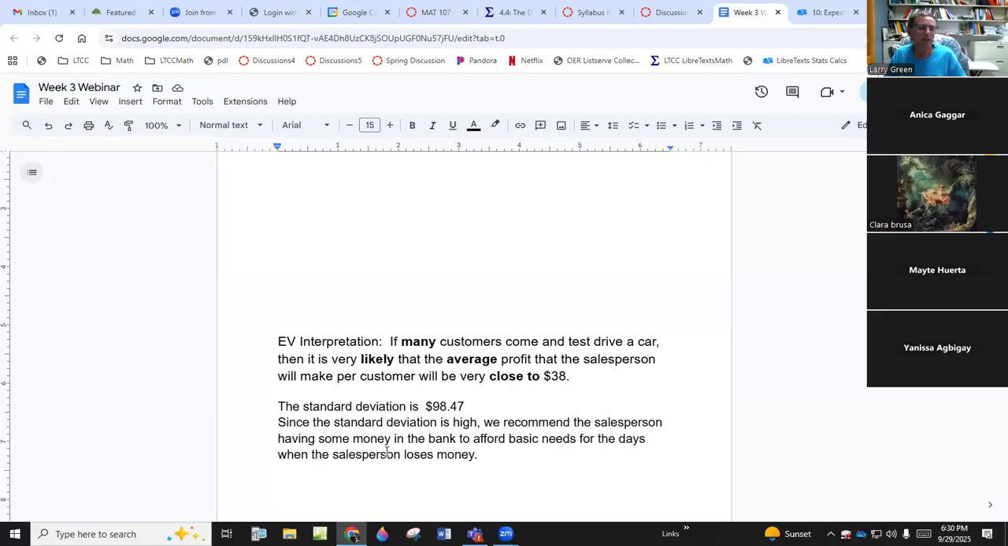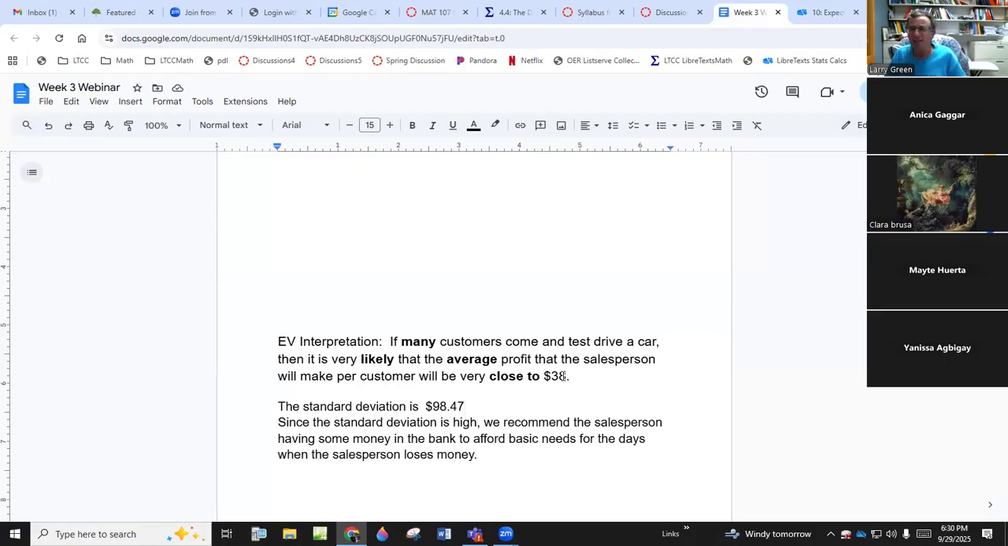So you'd recommend the salesperson having some money in the bank to afford basic needs for days when the salesperson loses money. This is very important in good business strategy. If you have a high standard deviation in your business, then you need to make sure that you have money in the bank. If you have a very low standard deviation, then you're probably fine without a lot of money in the bank. And that standard deviation is meaningful. On the other hand, if the expected value is, say, $1, this would be a horrible job because you'd be making $3 an hour on average in the long run. That sucks.